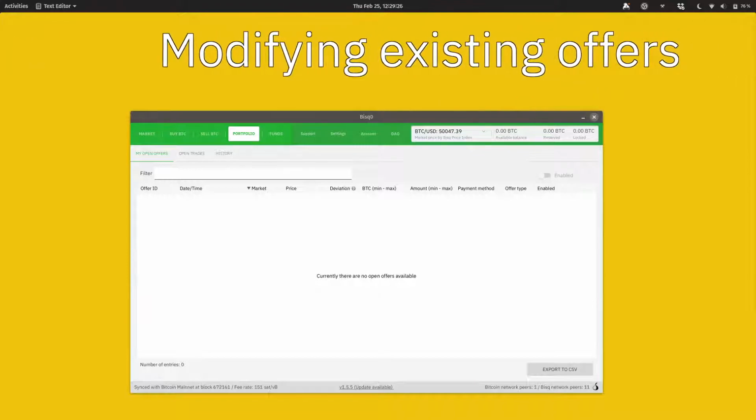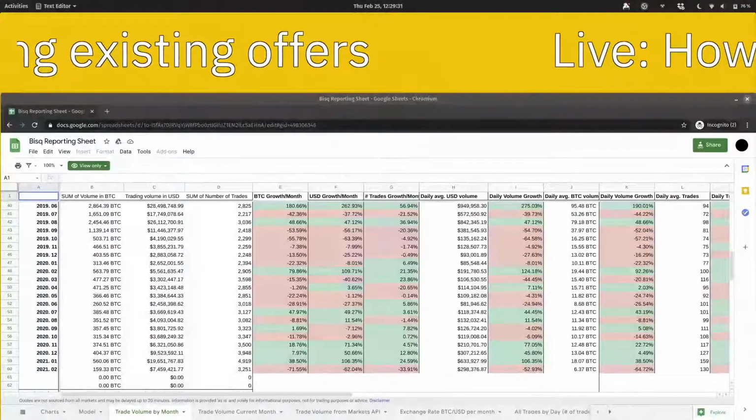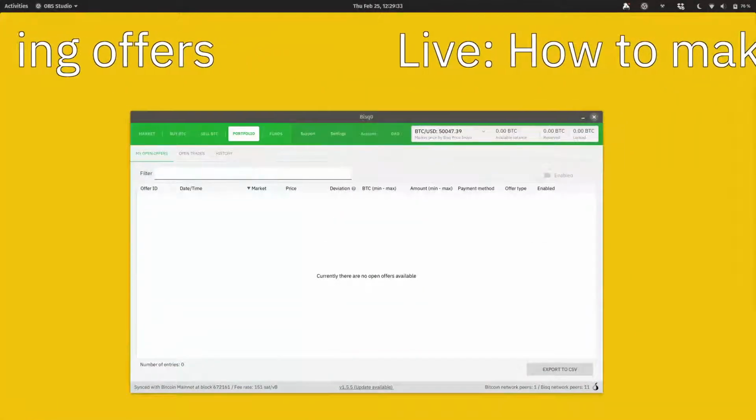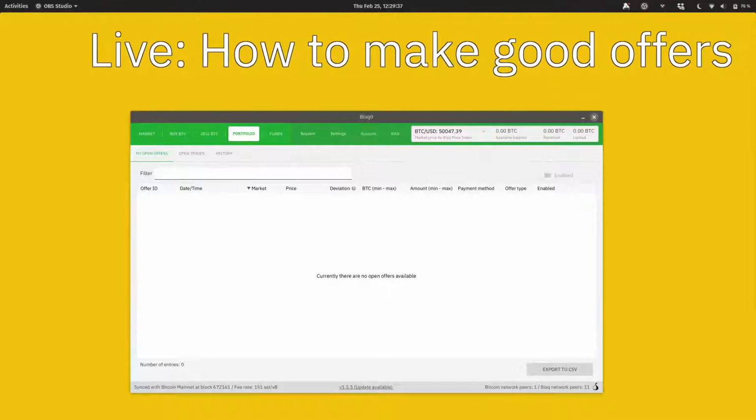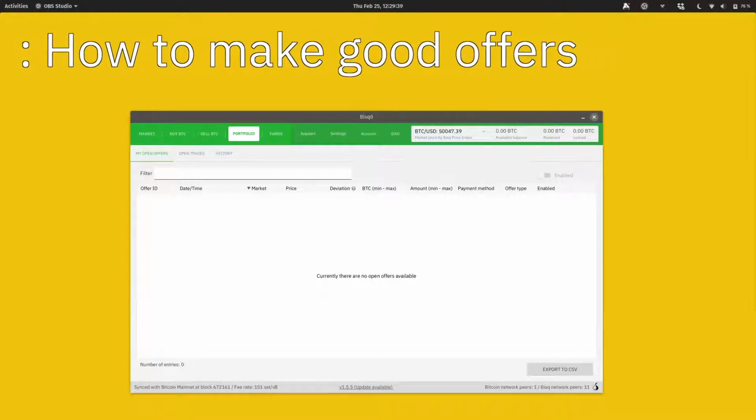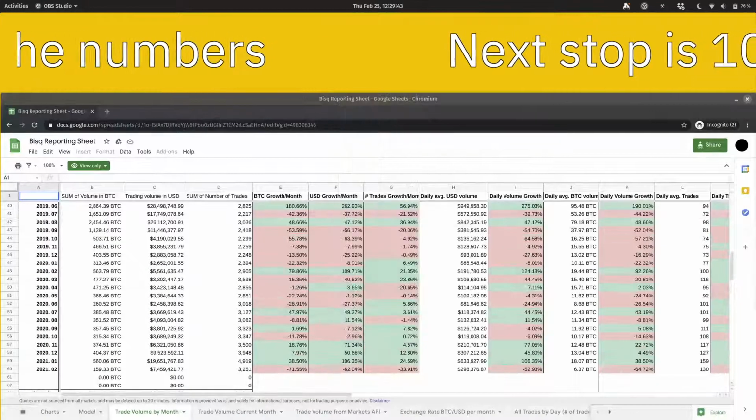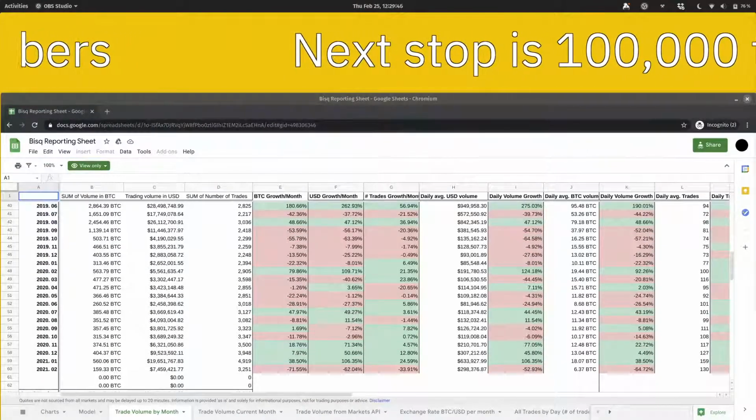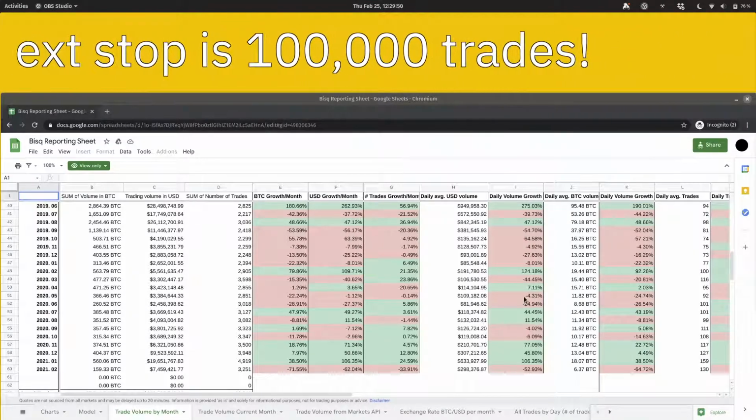Last thing I want to go over, you guys may or may not find helpful, is numbers. I have a text thing for that. Let me see. One second. There we go. Bisq by the numbers. I thought you guys might find this interesting, given that Bisq is approaching a big milestone soon.